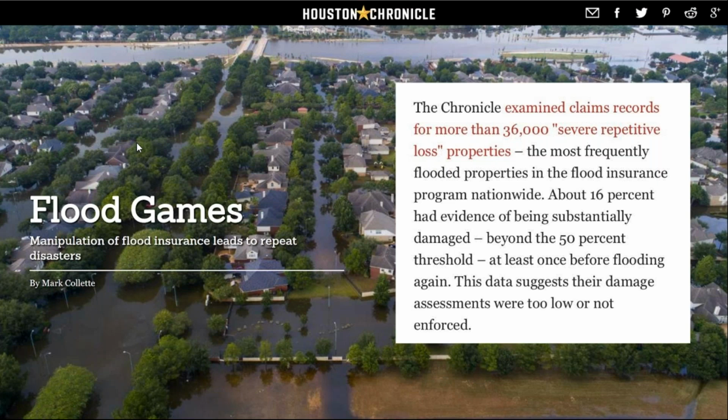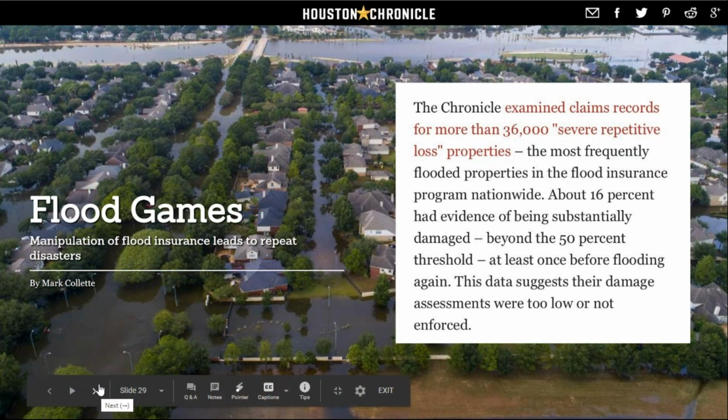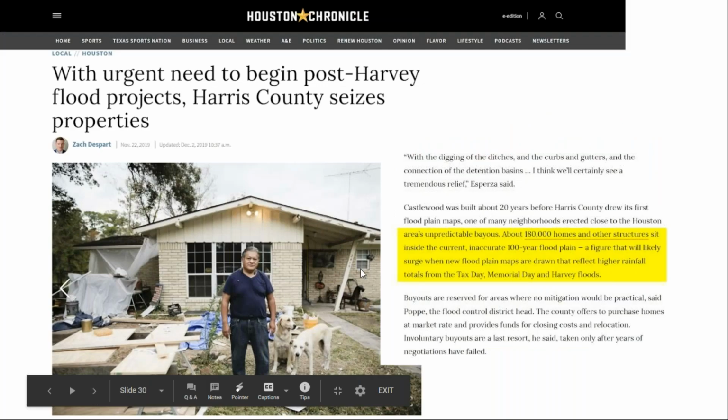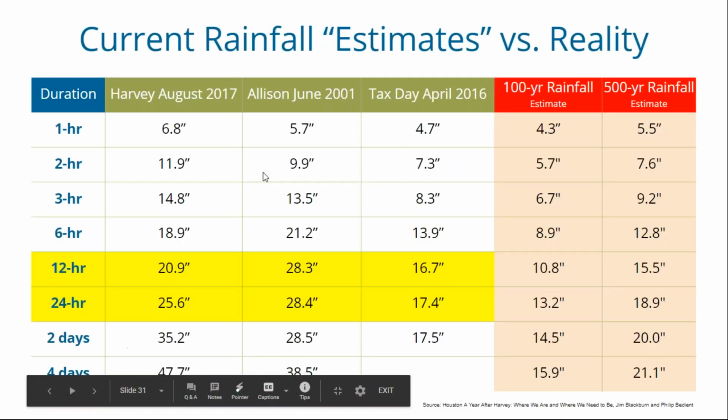Doesn't seem to be a good use of federal money, tax dollar money, or even their money, guys. I mean, it just isn't a good use to continue to throw money at homes that we know are going to continue to flood. We've got to get them out of harm's way the quickest that we can. So same thing, 180,000 structures in the current floodplain. And at the same time, we know the floodplains aren't accurate.